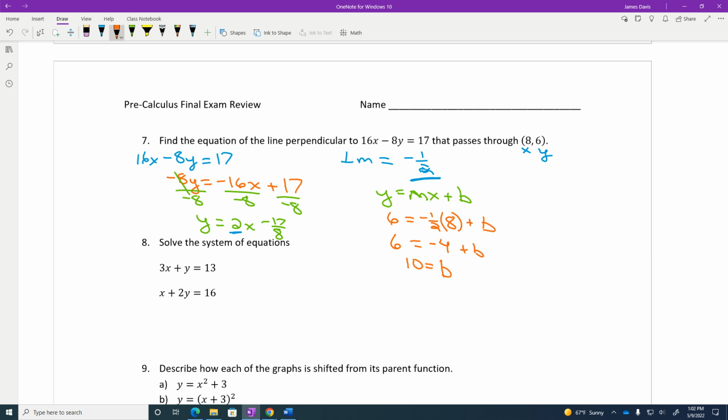And now we can write our equation. We use the slope that we found, negative 1/2. And we use the b that we found to write our equation. Y equals negative 1/2 x.